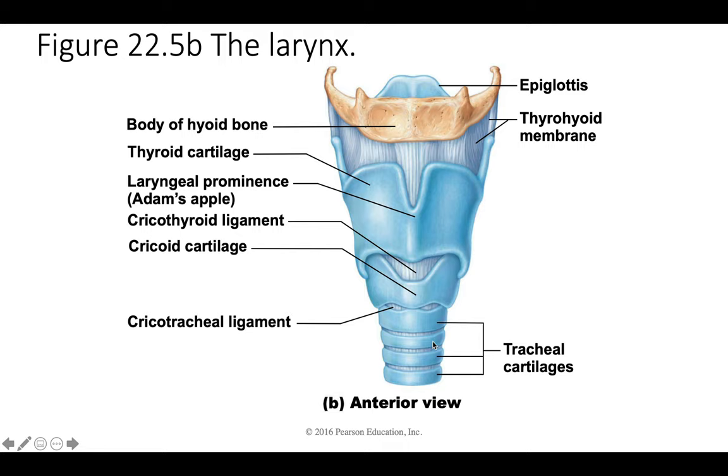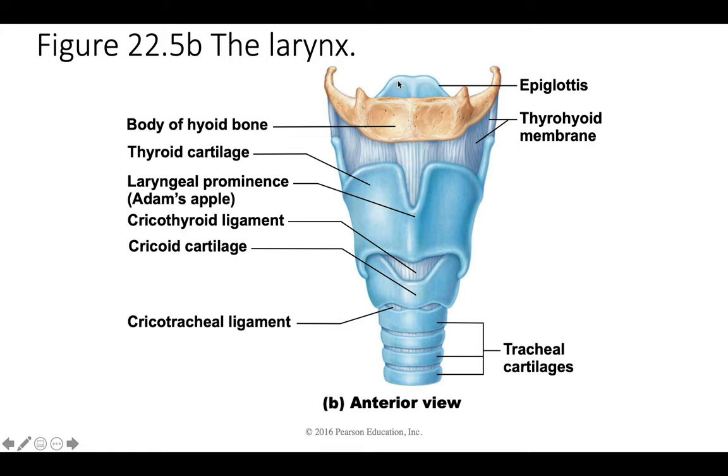And if there is a posterior view, you'll see that these are actually C-shaped rings. Let's go back up over here. What else can we see? So here's the hyoid bone over here. And this is the thyroid membrane that you see here. And on the posterior aspect, you'll see over here, you have the epiglottis.